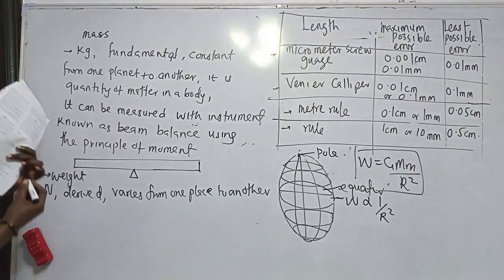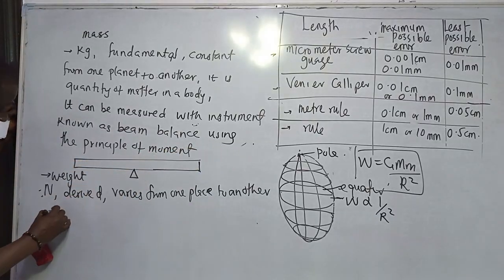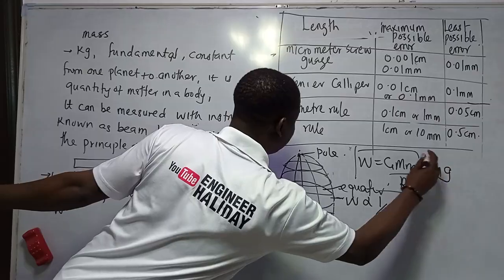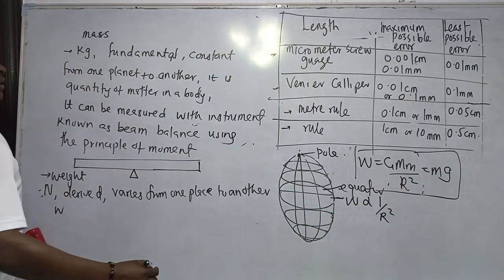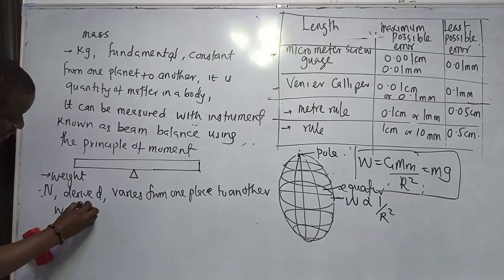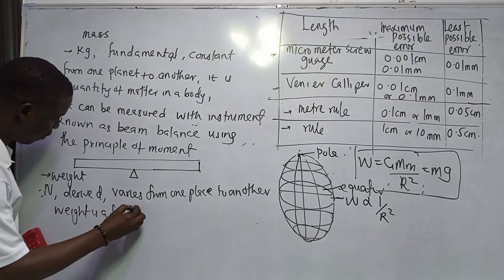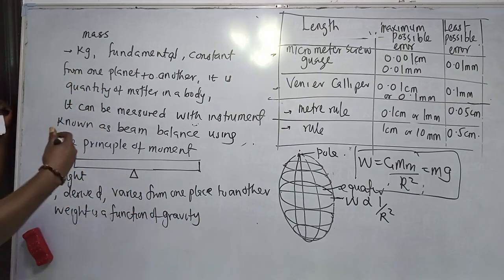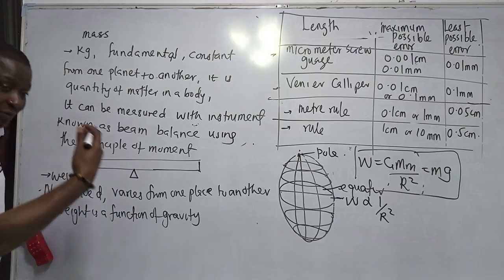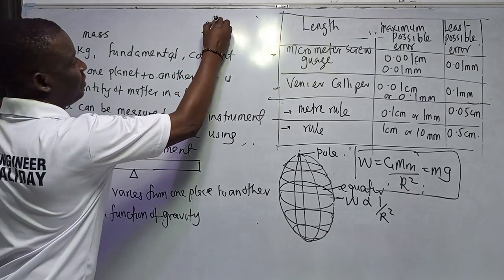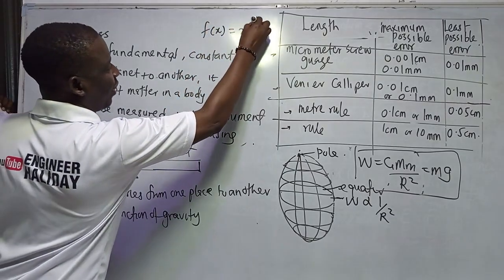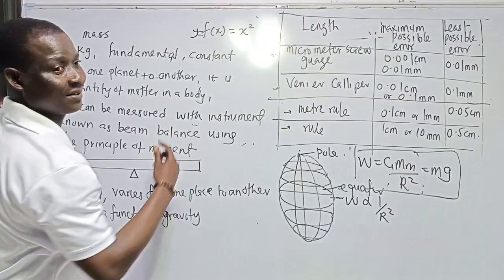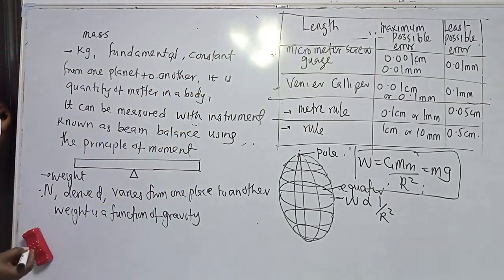So weight is a function of gravity, as you can see now. Apart from the general definition of weight, we can say weight is a function of gravity, meaning you can define the formula for weight in terms of gravity. Just like when you say F of x equals x squared, you can define this function, that means y, in terms of x. So that is what is happening there.